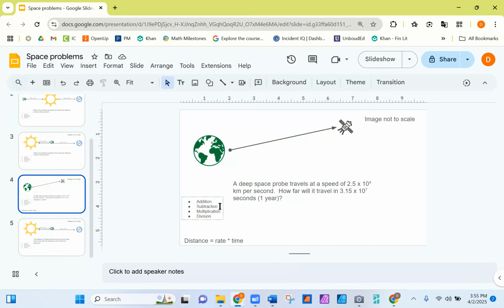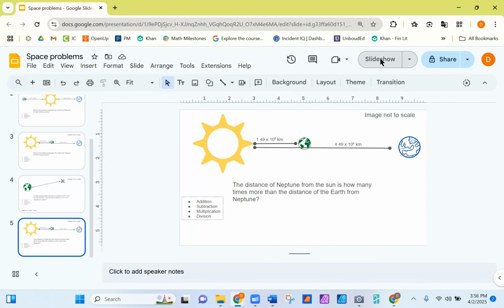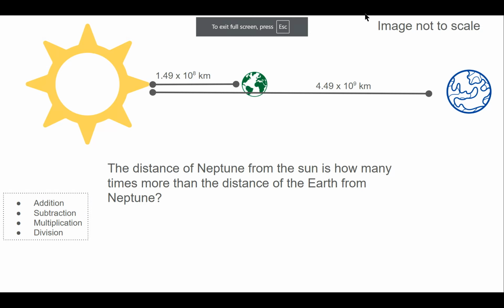All right, last one. This is going to be a division problem. It's the same exact graphic that I had for the subtraction one. However, we're asking how many times more than the distance of the Earth from Neptune. The distance of Neptune from the Sun is how many times more than the distance of the Earth from Neptune. You might think this is a multiplication problem because it says how many times, but it's actually how many times more, so it's a division problem, okay?